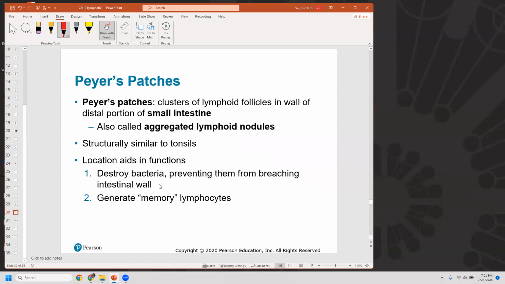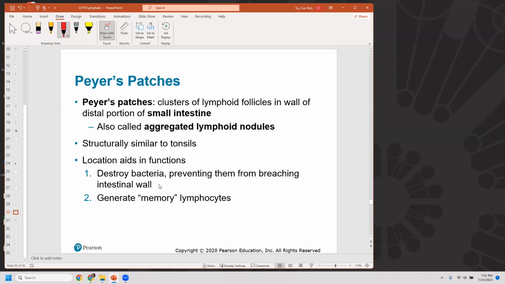Okay, so those are tonsils. Moving on, we're going to talk about Peyer's patches. The Peyer's patches are found in the small intestine. When we get to the digestive system, you'll learn that the small intestine has these Peyer's patches as well as the intestinal crypts and so on.